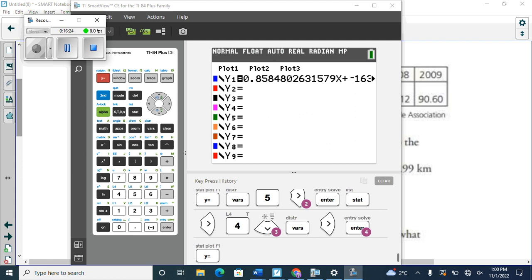So your first step is get stuff into lists. The second step is to get an equation. And the third step is to change your window to fit your data. This is the best window changing you will ever have in your life because you have data in front of your face that you can look at.